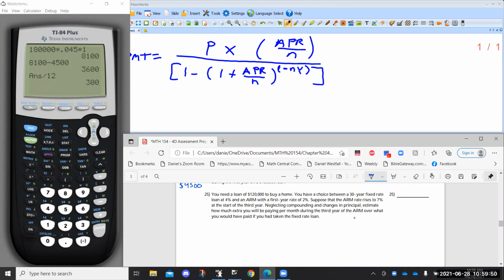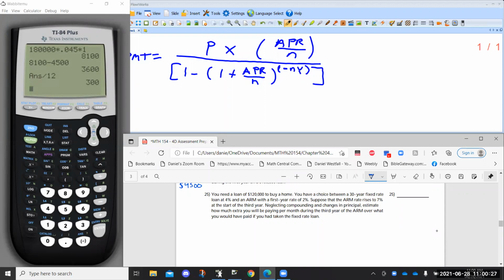So now we need a loan of $120,000 to buy a home. You have a choice between a 30-year fixed loan at 4%, with the first year at 2%. ARM is another option. Suppose that the ARM raises to 7% for the third year, neglecting the compounding changes of principal. How much extra will you be paying during the third year? Again, we're assuming since we're at the beginning that we're paying basically interest-only payments.